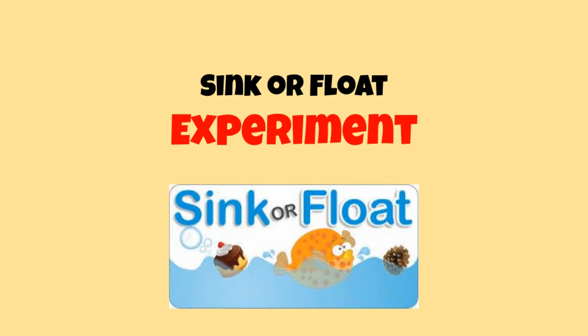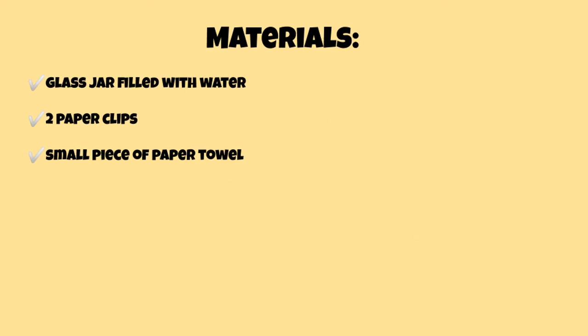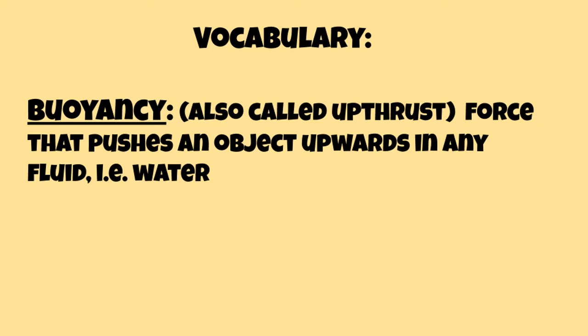Hey everyone, you're going to be doing a sink or float experiment today. Some of the materials you are going to need is a glass jar filled with water, 2 paper clips, and a small piece of paper towel. The most important word you will be learning is buoyancy, which also means upthrust.